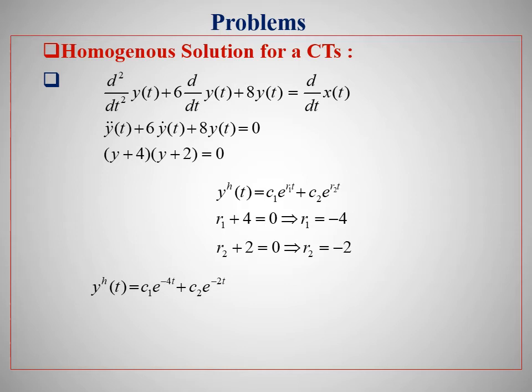Thus, the homogeneous solution for this particular problem is yh of t is equal to c1 into e power minus 4t plus c2 into e power minus 2t.